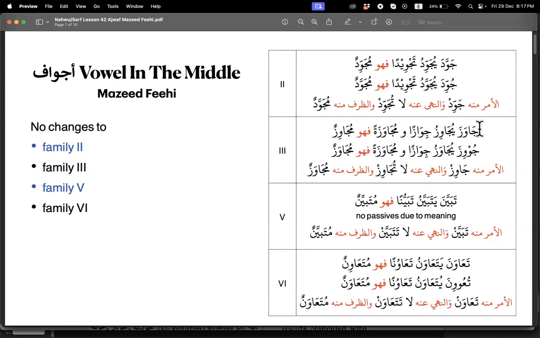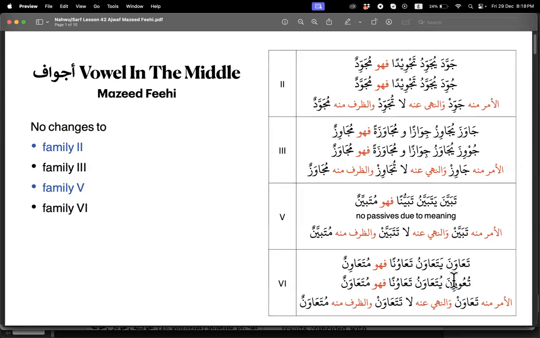What about this? What are the root letters? The root letters are Jim Waw Zai. Yes, exactly. You see the alif, that is the extra. And then you can see everything else is the same, right? Jihadan, mujahadatan, mujawazatan. Nothing happened to the weak letter. Same thing here. What are the root letters for this one? Tabayyana. This one is bayanun. Yes, exactly.